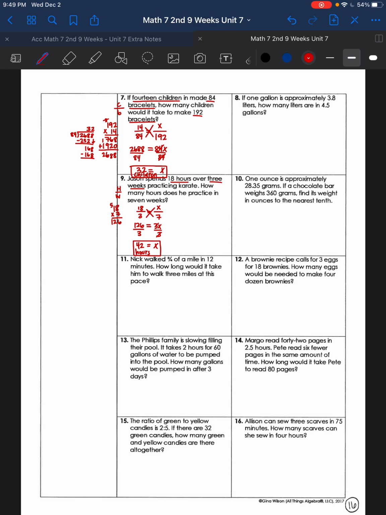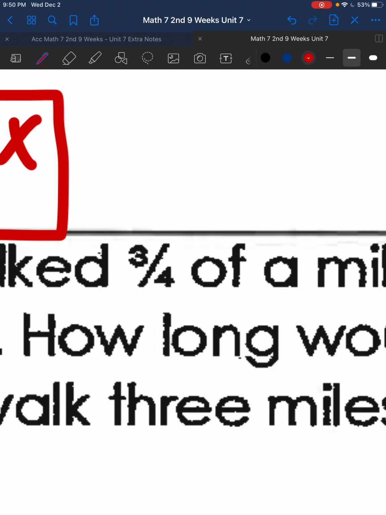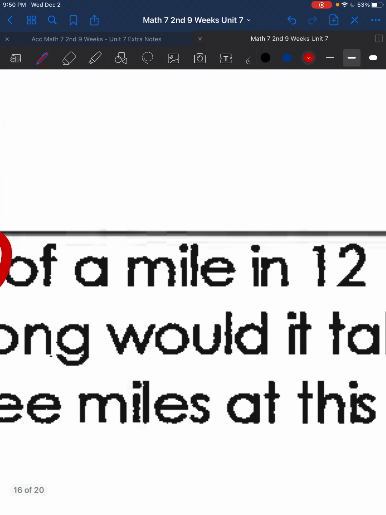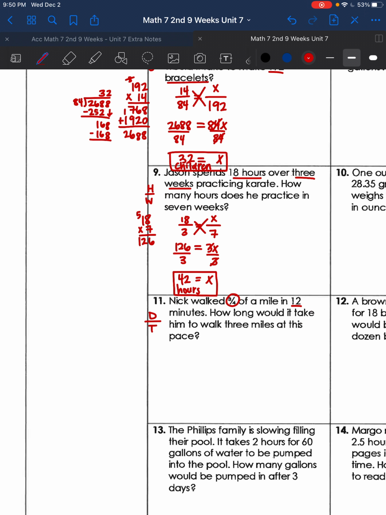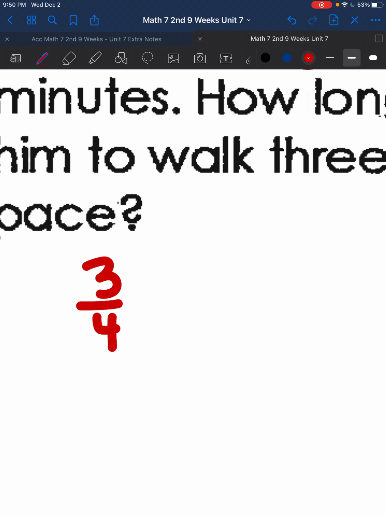Okay, number 11. Nick walked 3/4 of a mile in 12 minutes. How long would it take him to walk 3 miles at this pace? So this one's a little tricky. I'm going to set my ratio to distance over time, so how far he walked over the time it took him to walk that far. And I know that he walked 3/4 of a mile in 12 minutes.